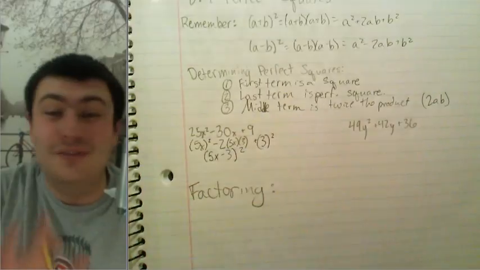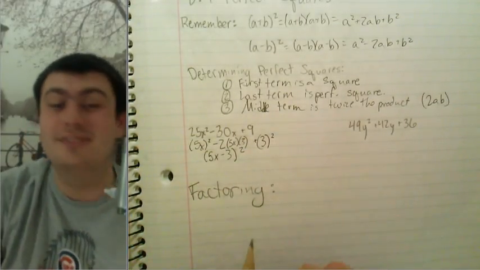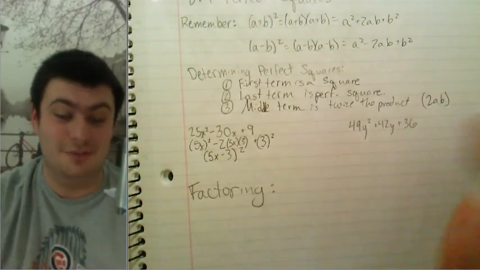That's a shortcut. If you don't recognize this, that's fine. See if there's a common factor. If not, multiply a times c and go from there.